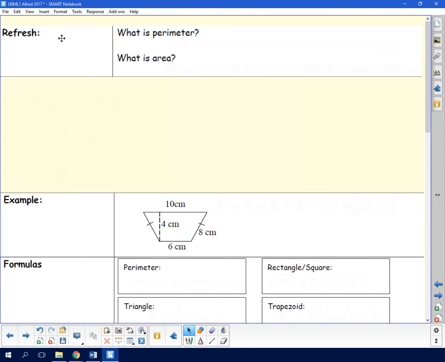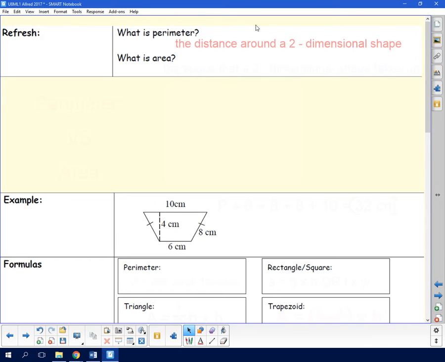Just a refresher. This should be a refresher from sixth grade. I want you to turn to your partner and pause the video. I want you to talk about perimeter and area and see if you can remember what they are. Please pause your video and resume it when you're ready. I hope you had a good conversation.